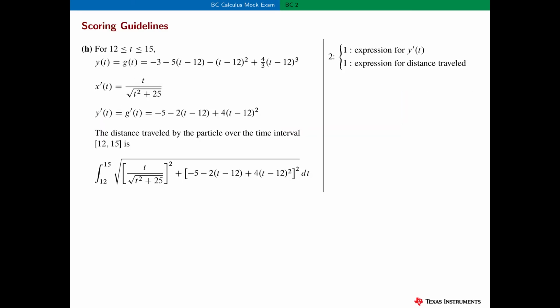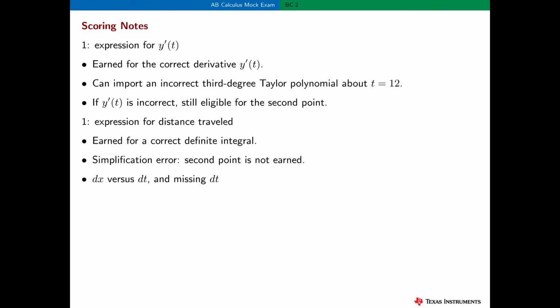Here are the scoring guidelines for Part H. This problem was worth 2 points. The first point is for finding a correct expression for y prime of t. And the second point is for putting everything together and writing a correct expression for the distance traveled by the particle. And here are some interpretations of these guidelines.